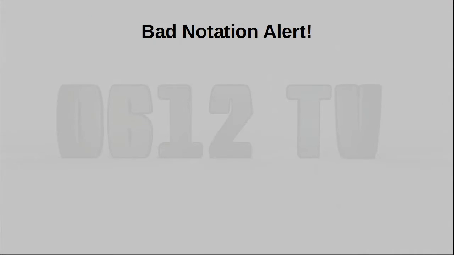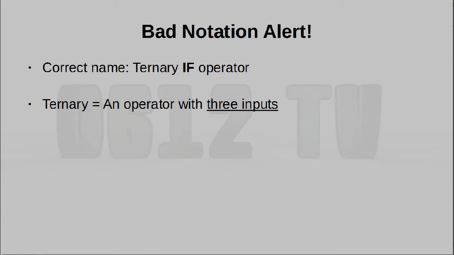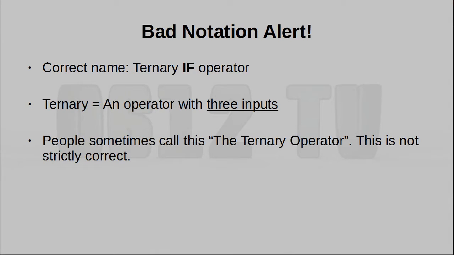Hold it. Please do note that there is a bit of notation abuse going on here. The correct name for this operator is the ternary if operator. Ternary refers to the fact that the operation consists of three parts, as we will see later. We often call it the ternary operator instead of a ternary operator because it is usually the only ternary operation in a programming language. But do note that this is abuse of terminology. Now, back to the show.